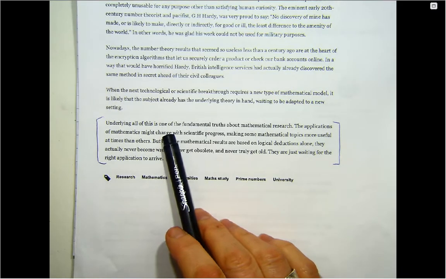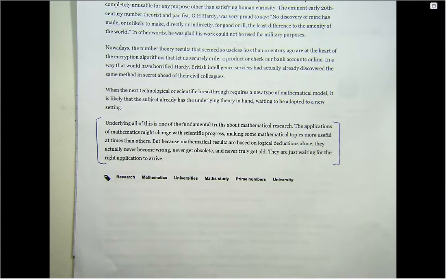Underlying all of this is one of the fundamental truths about mathematical research. The applications of mathematics might change with scientific progress, making some mathematical topics more useful at times than others. But because mathematical results are based on logical deductions alone, they actually never become wrong, never get obsolete, and never truly get old. They are just waiting for the right application to come. Now, this is one of the things I love about math, that once it's been tested and solid, it's true.